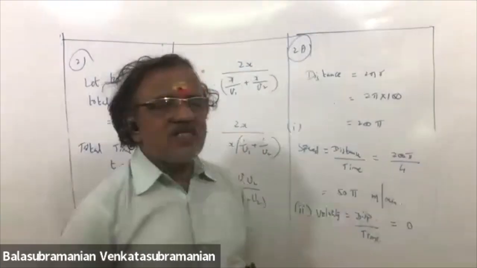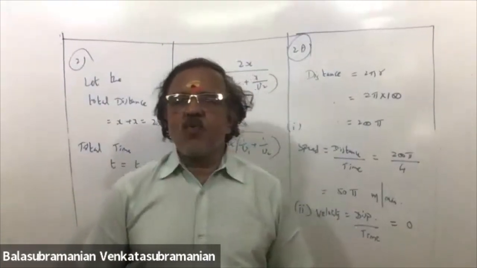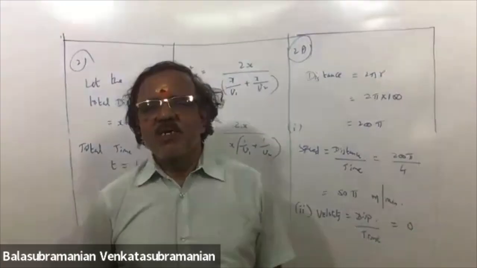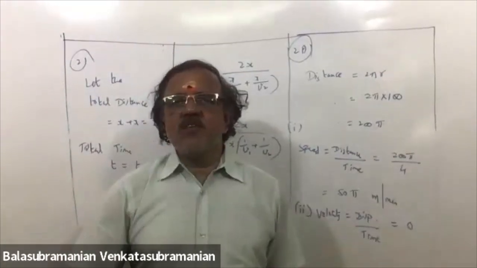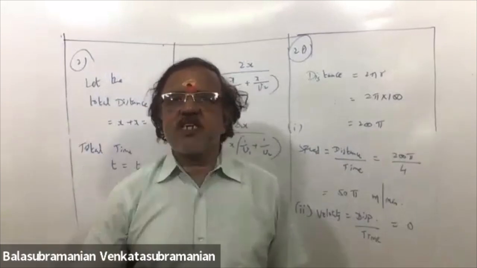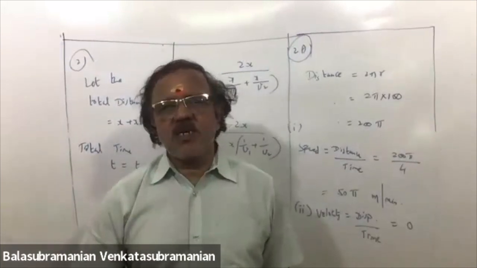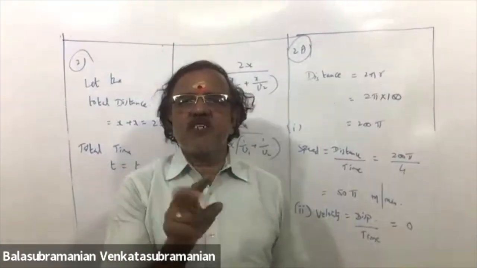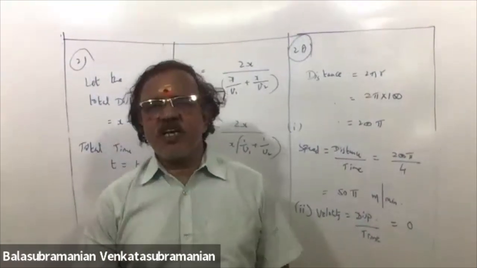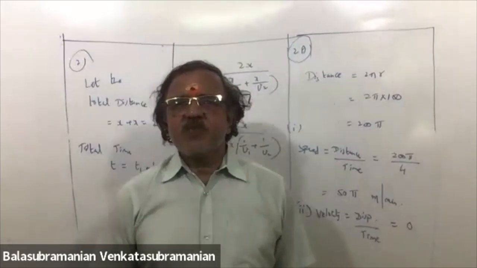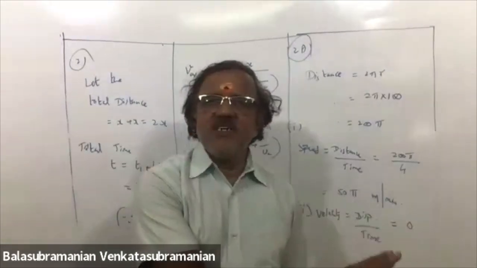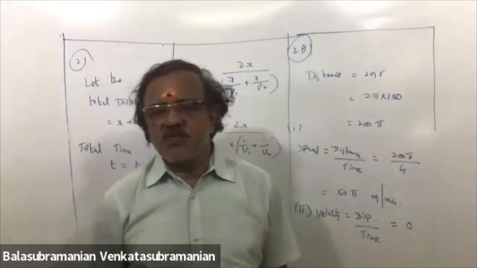Therefore, velocity is zero after one full revolution, whatever may be the time. Sir, I am doing 10 revolutions. Any number of revolutions you do, velocity is zero. Because displacement is from starting point to ending point, the shortest distance. Both are equal. So displacement is zero. So that is the difference between speed and velocity.